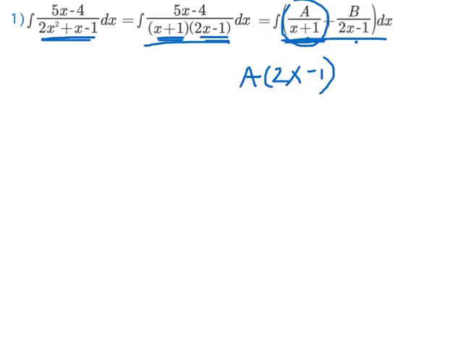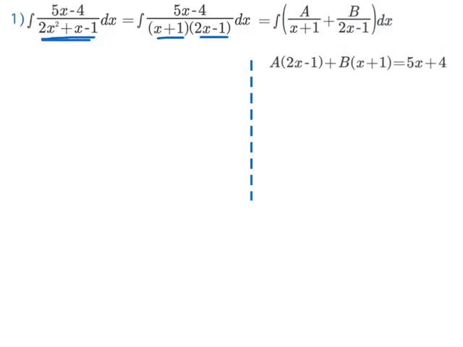Okay, and then my B on that side, I'm just going to write about the numerator right now, I would multiply top and bottom by whatever's missing to get to this denominator, which would be x plus 1. Okay, so let me clean that up. So I have my A times 2x minus 1 plus my B times x plus 1. The only thing I didn't say is that those are the components of my numerator, and when I combine them, I'm going to get the numerator that I started with, which is 5x minus 4.